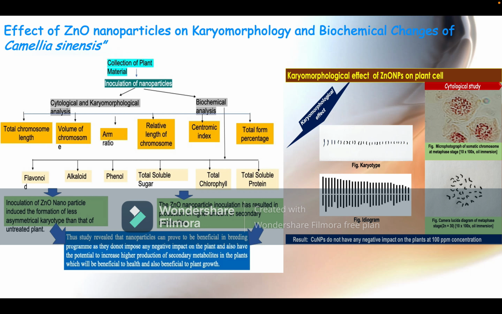Here, at the end of the experiment, we have seen inoculation of zinc oxide nanoparticle induces the formation of less asymmetric karyotype than that of untreated plant. On the other hand, in case of biochemical analysis, the zinc oxide nanoparticle, when we inoculate it, has resulted in the production of a higher amount of secondary metabolites like flavonoid, alkaloid, phenol, total soluble sugar, and other compounds like total chlorophyll as well as total soluble protein.